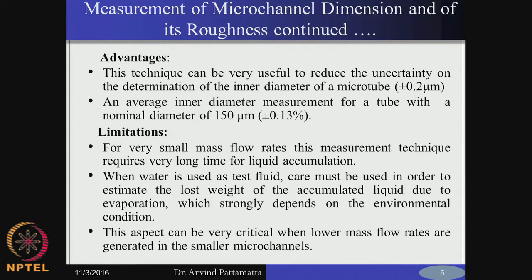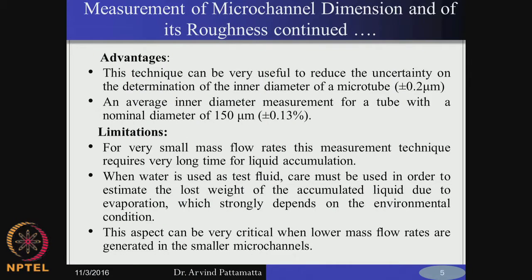Okay. So, that means you can actually determine it with a very high precision. The precision can be plus or minus 0.2 microns, and the average inner diameter for a tube with, for example, a nominal diameter of 150 micron could be of the order of plus or minus 0.113%. So, this is the order of accuracy we are talking about with this particular method.